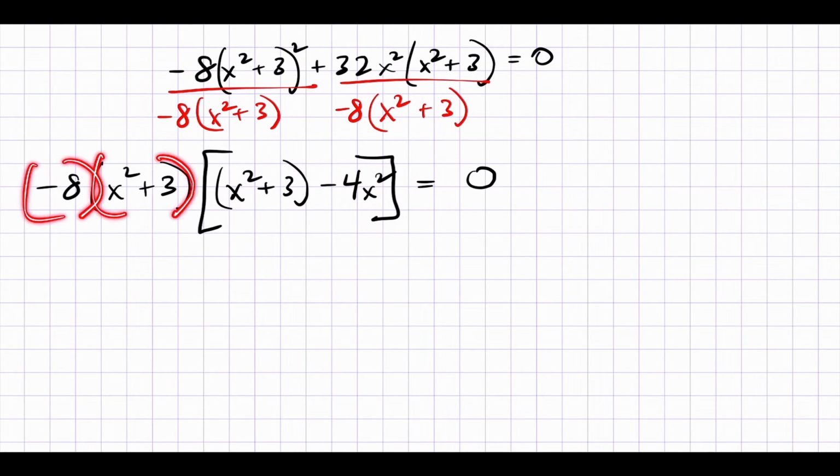Yeah, this times this times this equals 0. So what do we know? One of them has to equal 0. Negative 8 can't be 0 because negative 8 is a number, so I'm not worried about negative 8. But one of these guys has to be a 0, so I have to set them equal to 0. And I think I know why I wasn't getting an answer earlier.